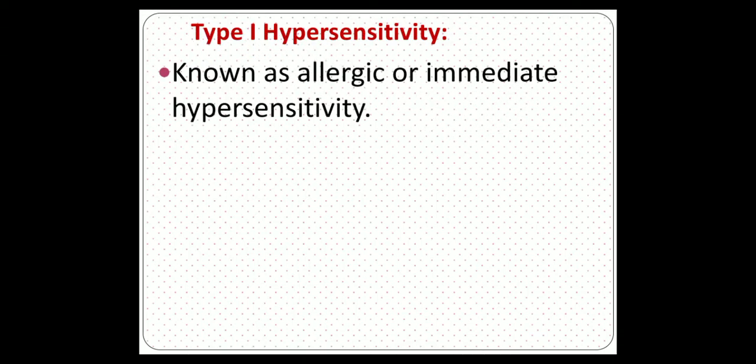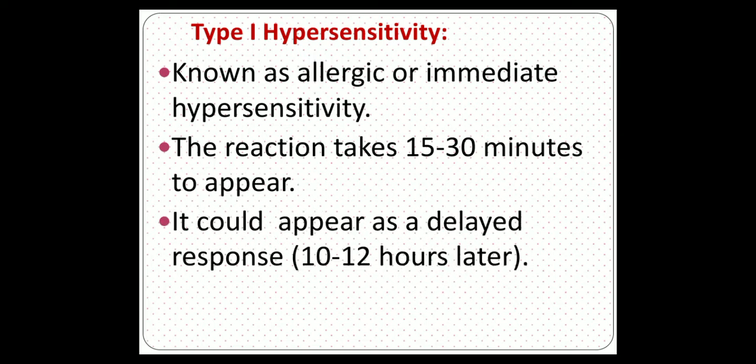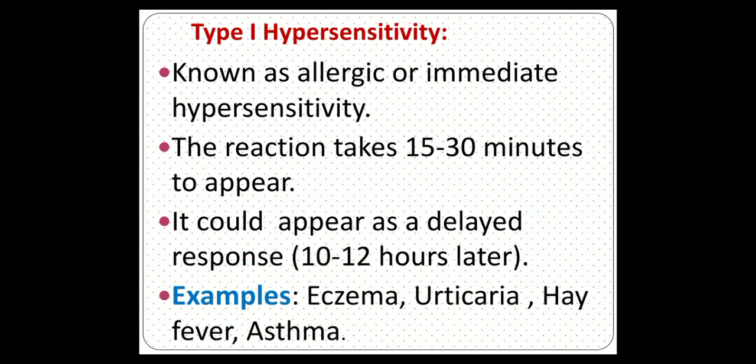Okay, guys. So type 1 hypersensitivity is also known as allergic or immediate hypersensitivity. The reaction takes 15 to 30 minutes to appear, and it could also appear as a delayed response 10 to 12 hours later. It can be immediate as well as sometimes a delayed response. Examples are eczema, the very common allergy, urticaria, hay fever, and asthma. These are examples of type 1 hypersensitivity reactions.